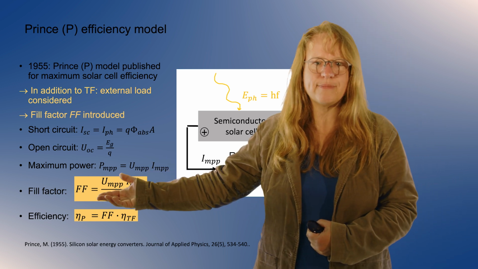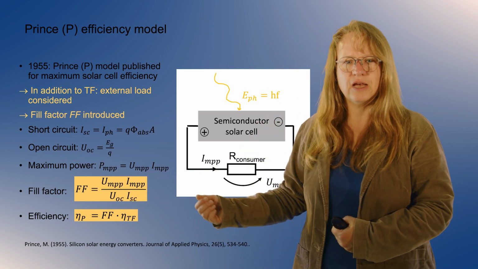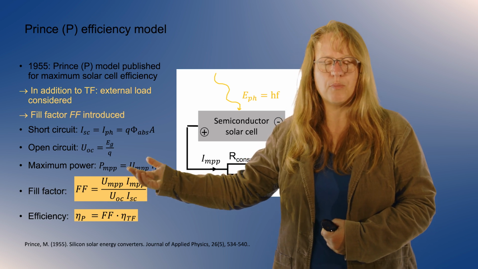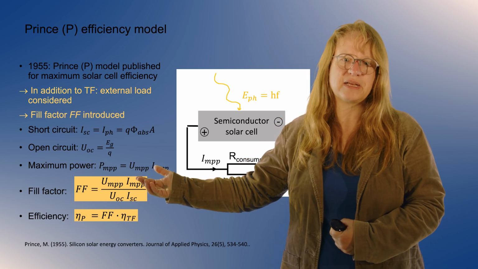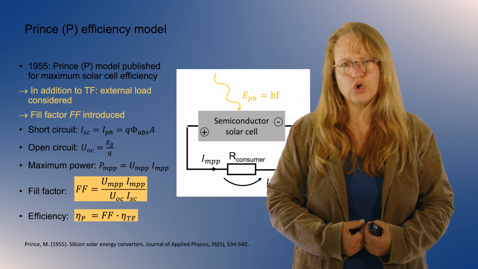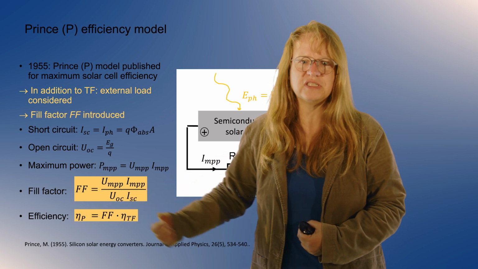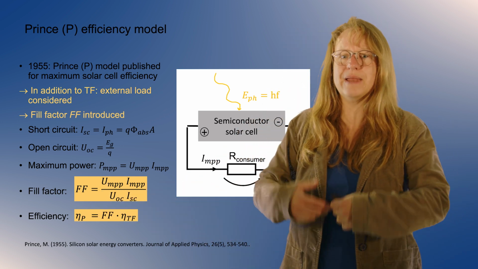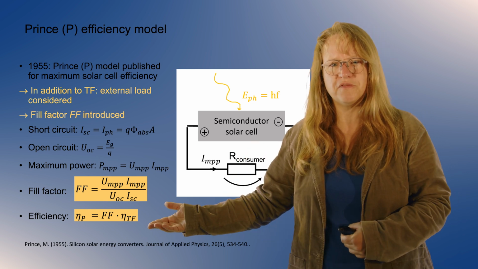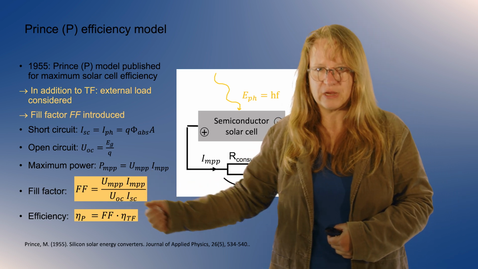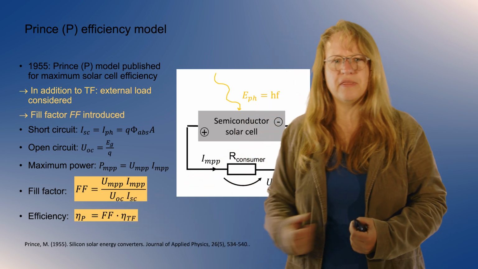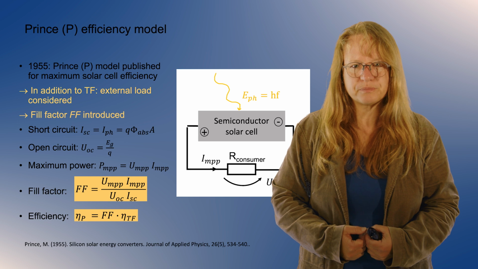And this was described by the fill factor by Prince, where the fill factor is determined by the voltage at the maximum power point times the current at the maximum power point, divided by the open circuit voltage times the short circuit current. So the Prince efficiency is always lower than, or at most equal to, the Trivich and Flinn efficiency. It would be equal if the fill factor is 1, but for all fill factors below 100%, the Prince efficiency is lower than the Trivich and Flinn efficiency.